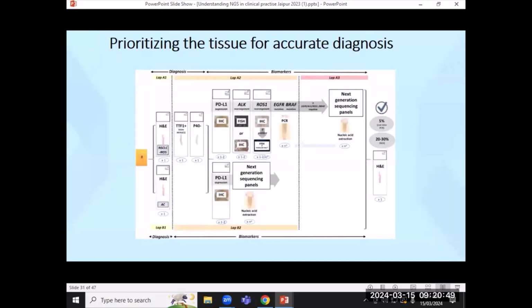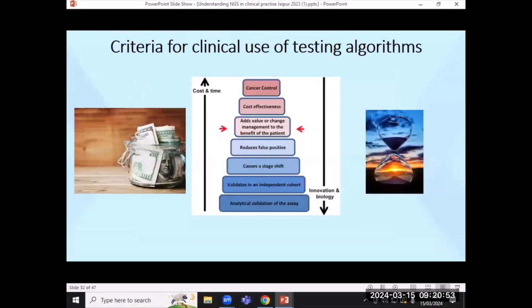And tissue stewardship: small biopsies often do not have enough tissue for multiple molecular tests. So this is exactly what I was saying. We are prioritizing the tissue for accurate diagnosis and always deciding whether it is cost effective, whether this test is more clinically relevant, how much use it is going to be in the clinic for the patient, and whether it is really needed.